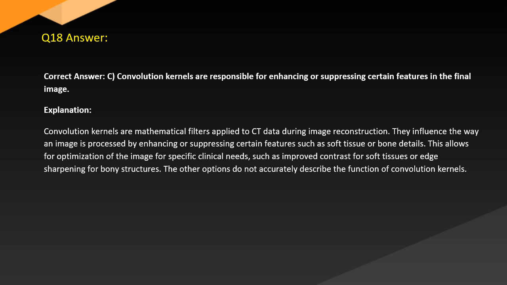Answer. Correct answer: C. Convolution kernels are responsible for enhancing or suppressing certain features in the final image. Explanation. Convolution kernels are mathematical filters applied to CT data during image reconstruction. They influence the way an image is processed by enhancing or suppressing certain features such as soft tissue or bone details. This allows for optimization of the image for specific clinical needs, such as improved contrast for soft tissues, or edge sharpening for bony structures. The other options do not accurately describe the function of convolution kernels.